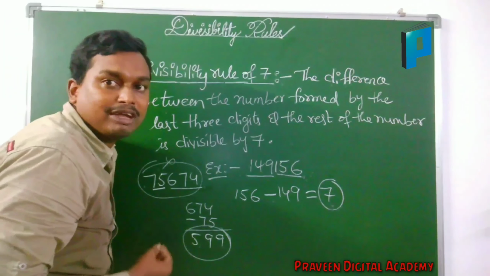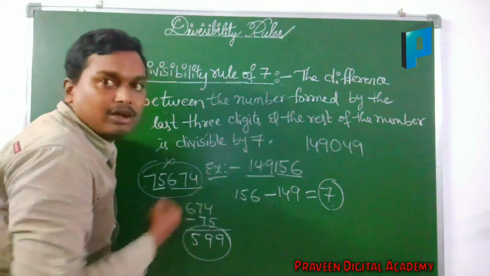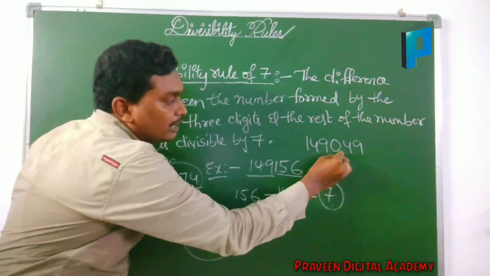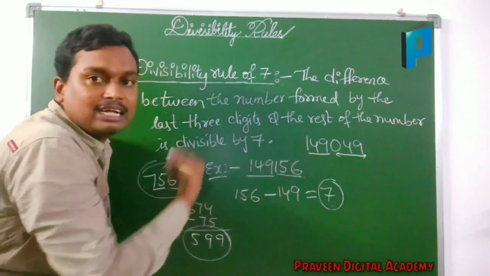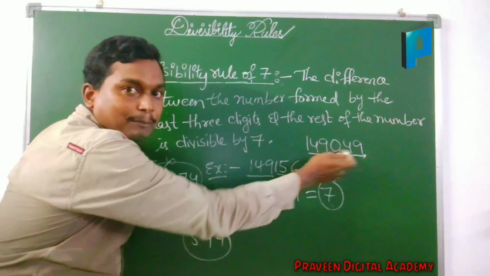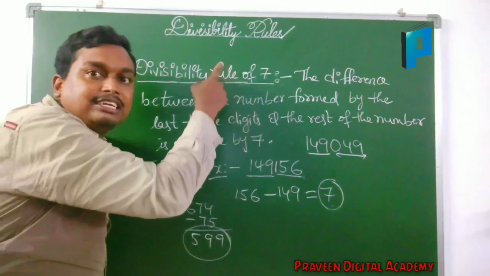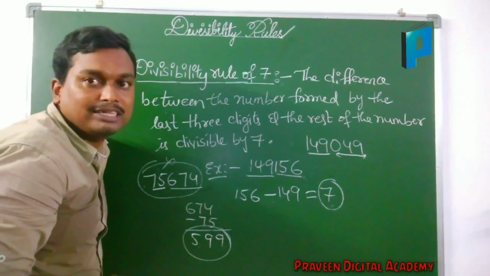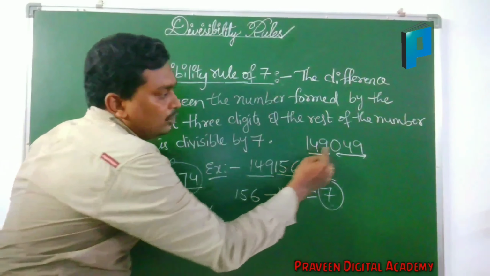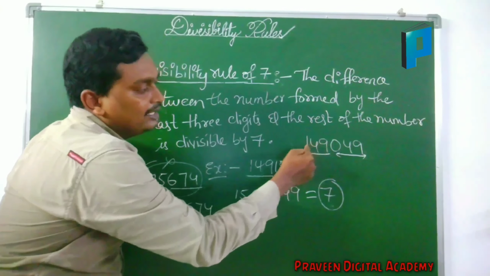If you have one more number like this, 149049, whether this number is divisible by 7 or not, you should check it. How to check it? Subtract the last three digits and the rest of the digits. After doing the subtraction, if the number we get is divisible by 7, the number is divisible by 7. If it is not divisible by 7, the number is not divisible by 7. And you subtract this one. Here 049 is 49, 149 is 149.